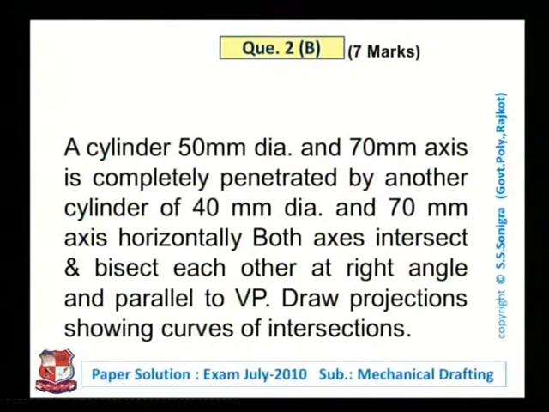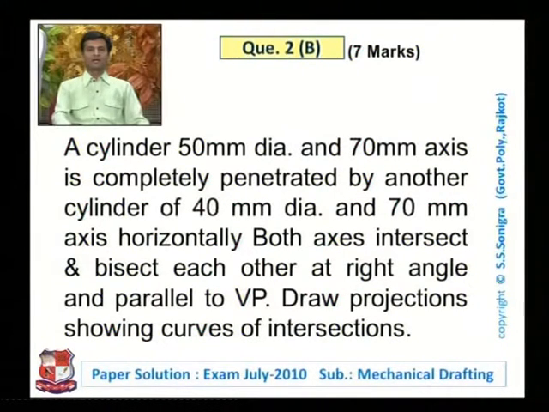The data is given like this: a cylinder of diameter 50 mm and 70 mm axis is completely penetrated by another cylinder of 40 mm diameter and 70 mm axis horizontally. Both the axes intersect and bisect each other at right angle and are parallel to the vertical plane. Draw projections showing curves of intersection.